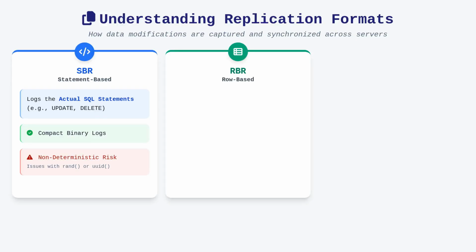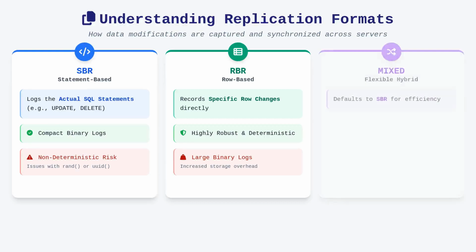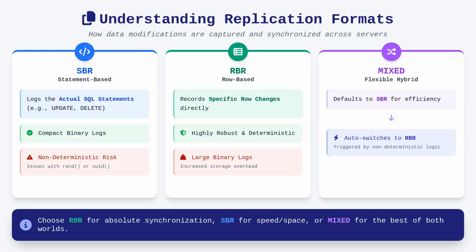Conversely, row-based replication, or RBR, records the specific changes made to individual rows rather than the SQL text itself. This approach is highly robust and deterministic, ensuring that replicas remain in perfect synchronization with the primary regardless of environmental factors, although it often results in much larger binary logs. The mixed format provides a flexible middle ground by defaulting to SBR, but automatically switching to RBR whenever a statement involves non-deterministic logic or potentially unsafe operations.